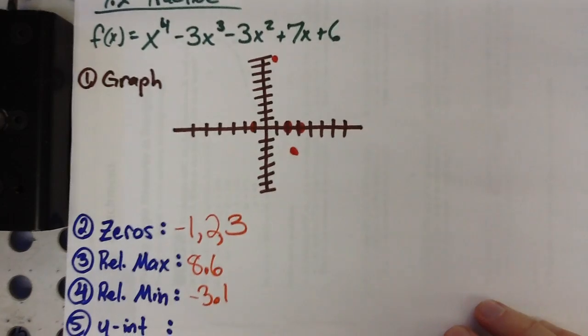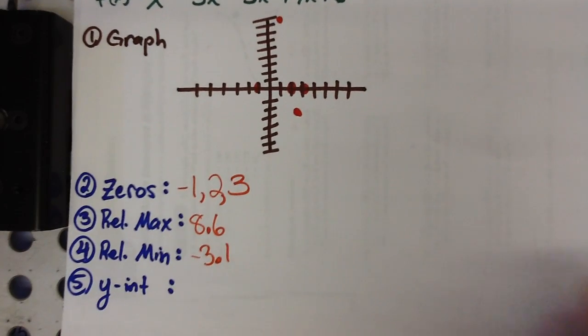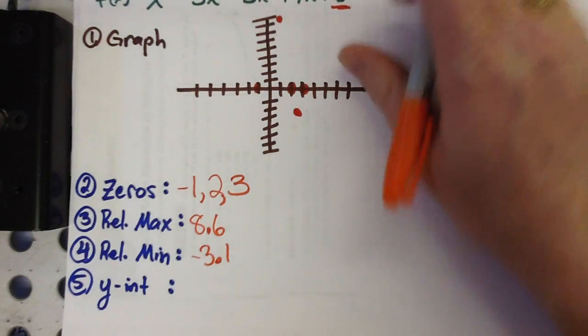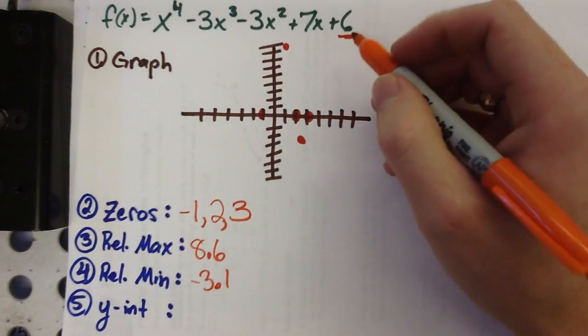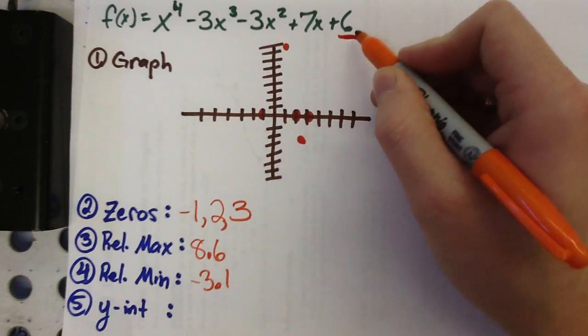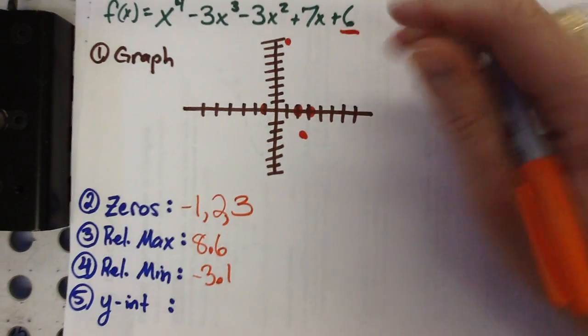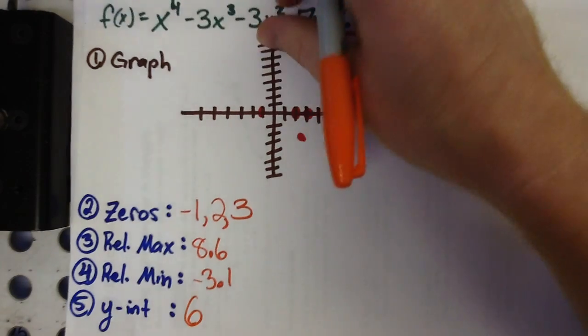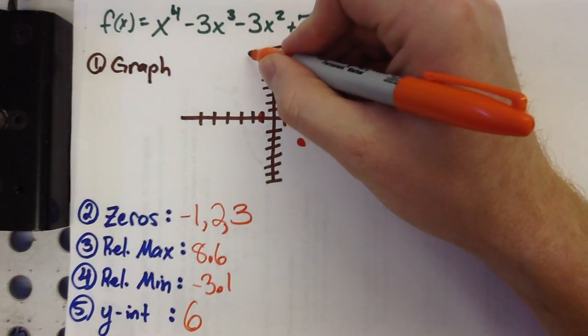Oh, one more piece, sorry. Y-intercept. Again, the easiest way to do that is just the c. I guess I should keep it on the screen for you. The c, the constant, the number by itself, that is your y-intercept. So 6 down here.